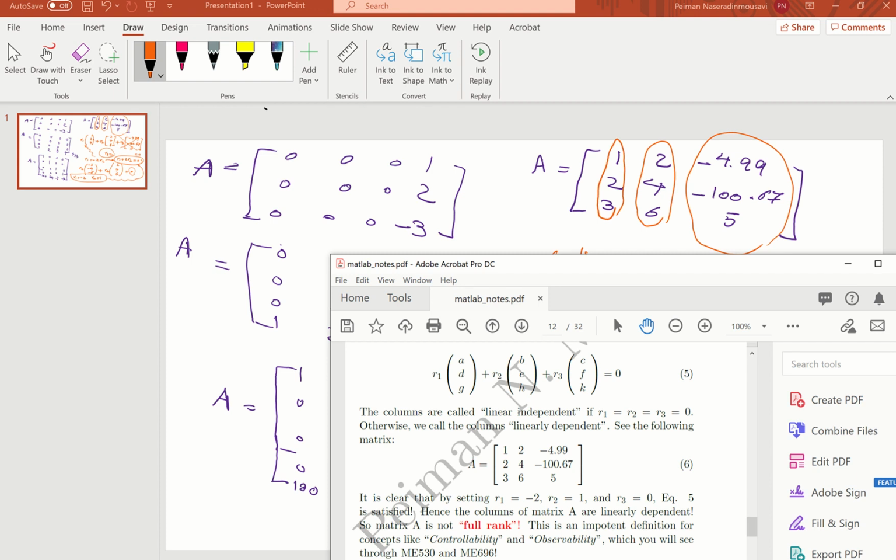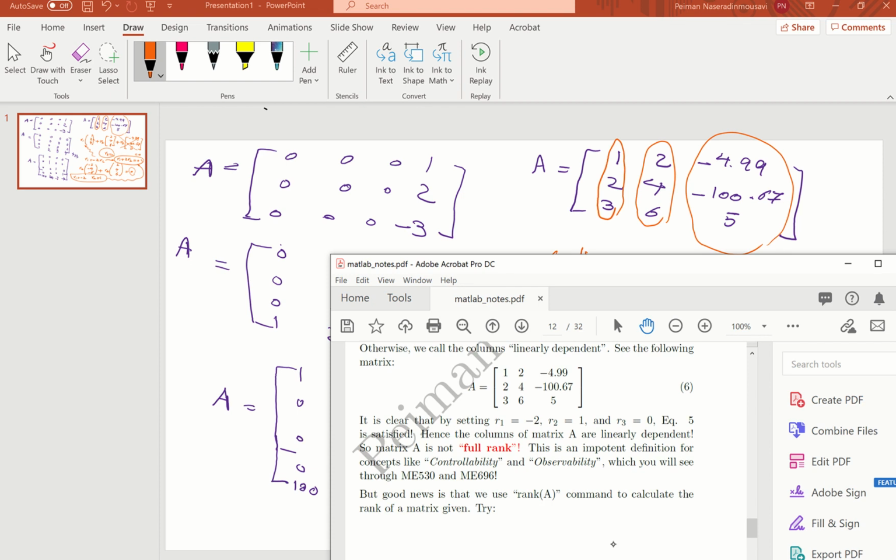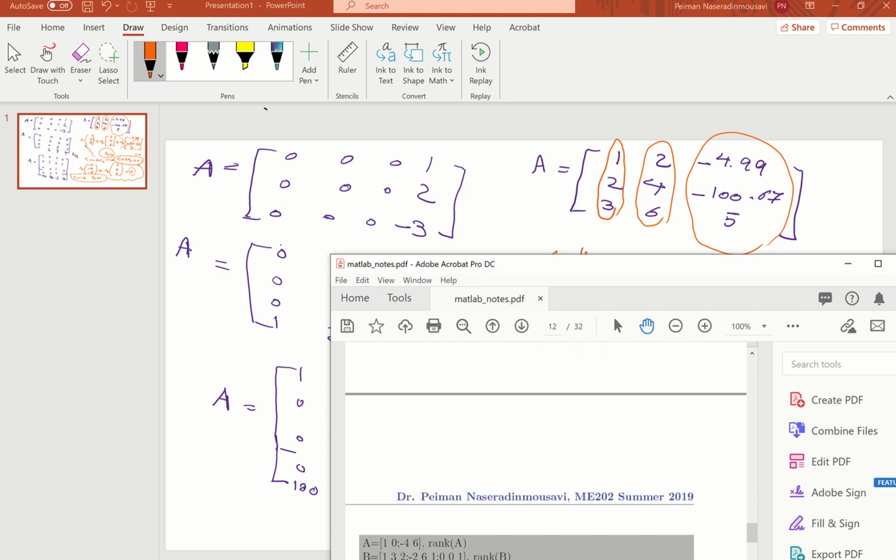So how do you do that? You have to see if the columns or rows of that matrix are linearly independent. But when your matrix is high order, 10 by 10, 18 by 18, 36 by 36, it's very difficult and time consuming. This is an important definition for controllability and observability. So you will see it in these courses. But the good news is that we use the rank command to calculate the rank of a given matrix. So Matlab is very useful here.